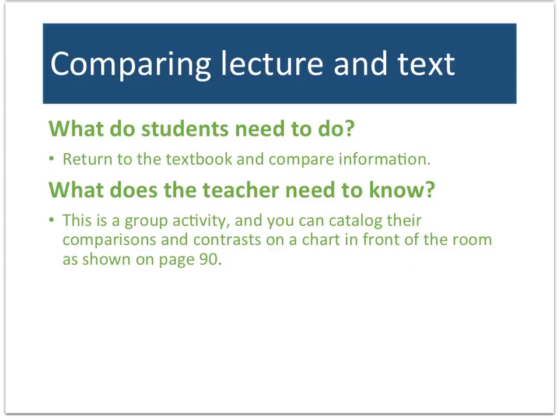So after students have taken notes on the lecture and have worked through these notes in groups or maybe with a whole class, you want to have them return to the textbook and compare information from the textbook with the lecture. So they're going to do this as a group activity. So you can catalog their comparisons and contrasts on a chart in front of the room. And this chart is actually shown on page 90. So as I said, this is an activity that can be done together.